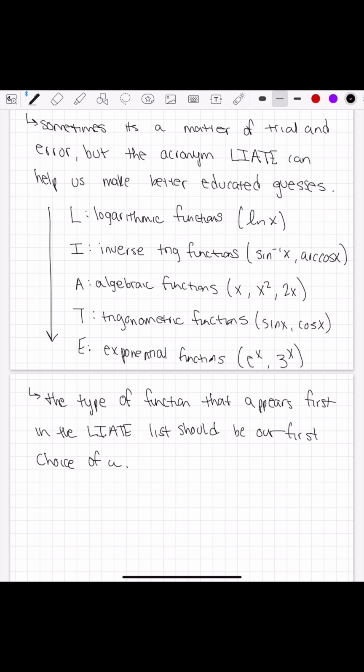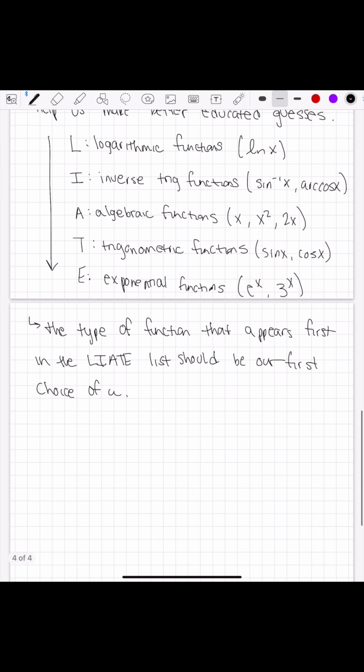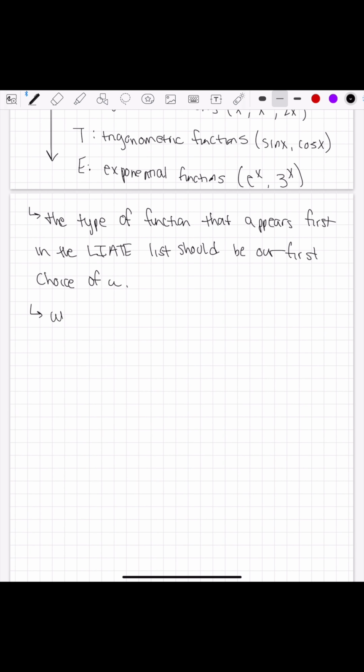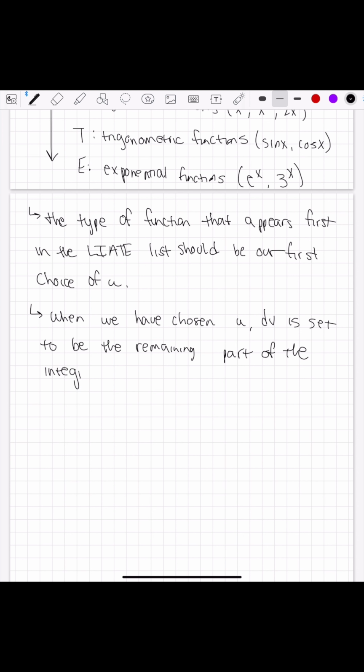Right, so you want to go down this list, and the first one that qualifies is what you make u. Then when we have chosen u, dv is set to be the remaining part of the integrand, sorry, the function that's being integrated.